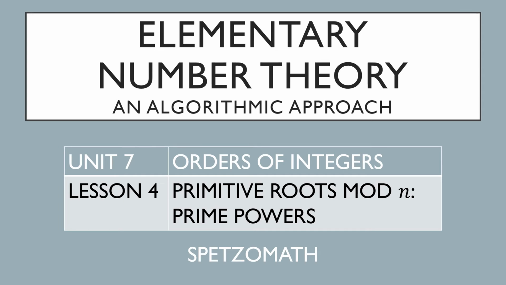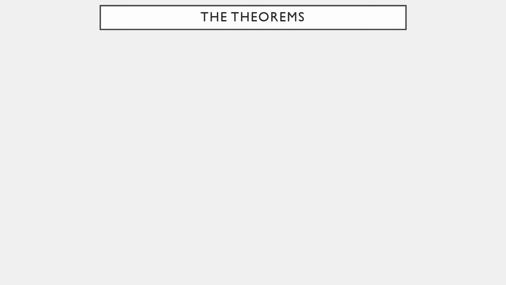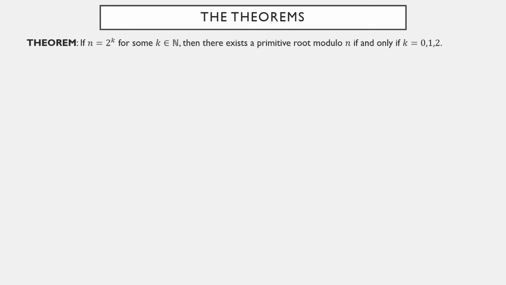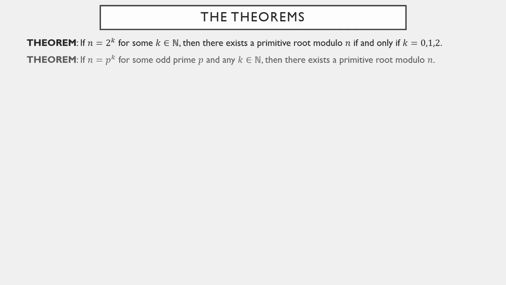We continue our study of which bases have primitive roots, moving on now to prime powers. So there's two theorems we're going to establish. First, if n is a power of 2, then there is a primitive root if k is 0, 1, or 2. In other words, for 2 to the 0, 1, 2 to the first 2, or 2 squared 4, there are primitive roots, but for any power of 2 higher than that, 8, 16, etc., there is not.